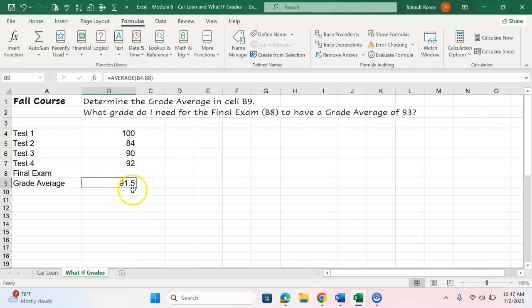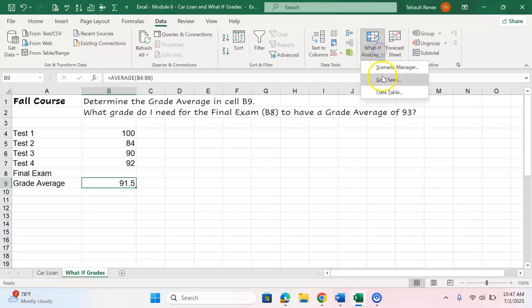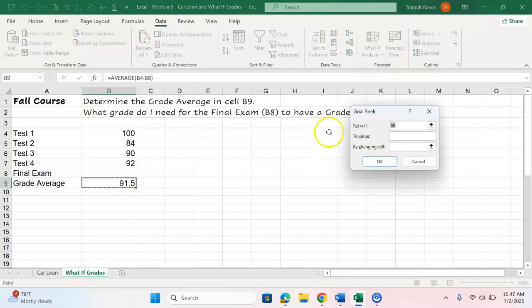And so far it's a 91.9, but I want to get an A. I want to get an average of 93. So what do I need to get in the final exam to have a 93? Because this is considered an A minus and I want an A. So I'll go to data, what if analysis, goal seek, because I was already sitting in there, set cell B9. What I want it to be is 93. What will my final result be for the final exam? What I need to get, so click that by changing cell B8 and then click OK.